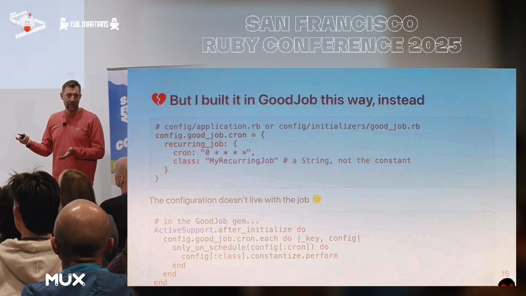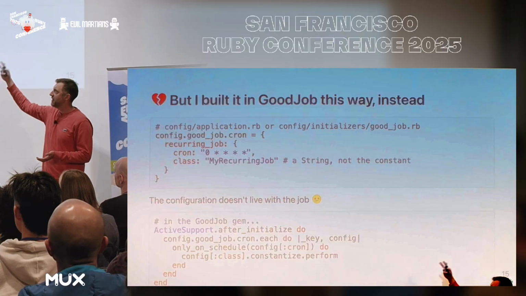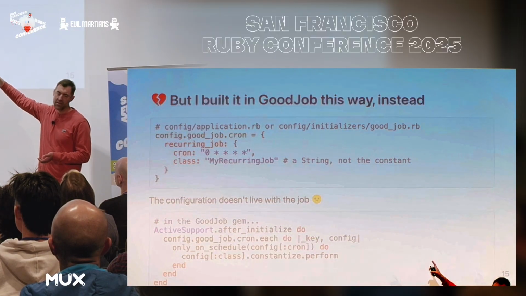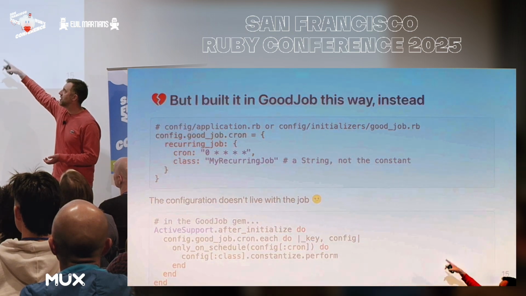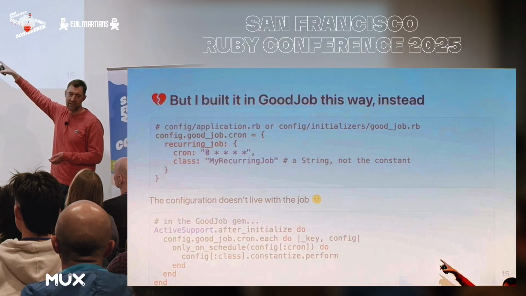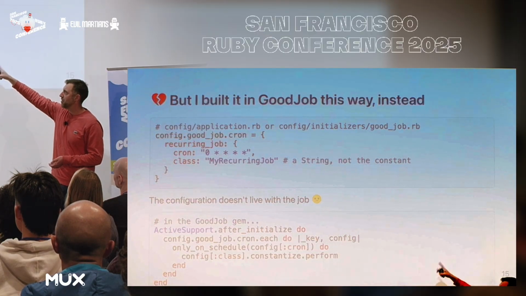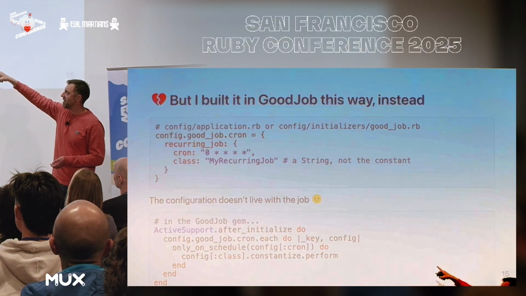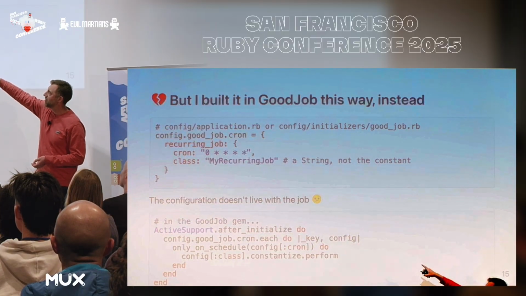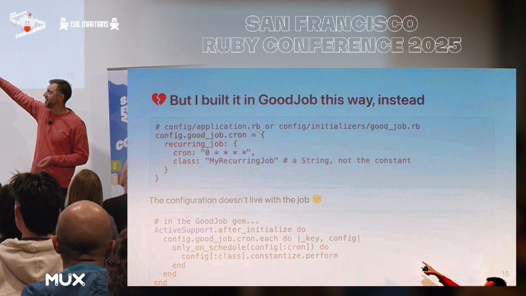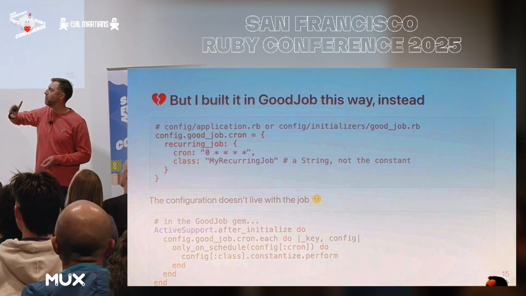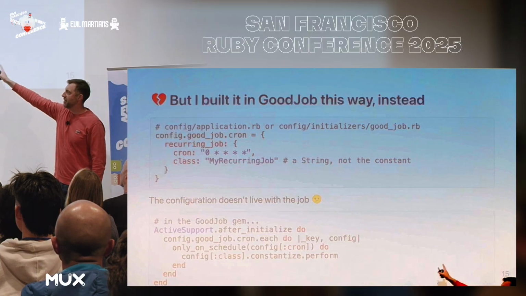So what I did instead was you have this configuration hash. This is Rails configuration. Maybe it would live in your application.rb, or maybe you'd put it in an initializer, and that cron configuration lives in this hash. You put your little cron definition there, and your class, I want to point out, is a string. It is not actually the constant MyRecurringJob. It is a string that is the name of the constant. That's going to get important. The configuration doesn't live in the job.